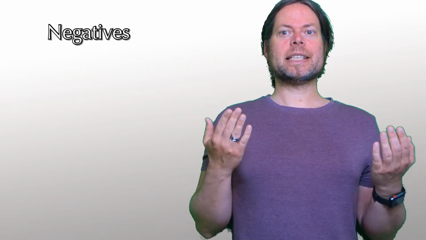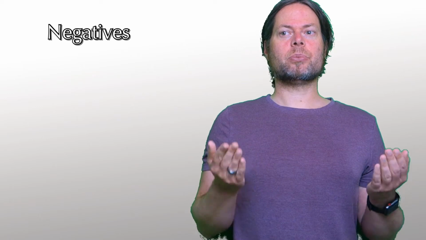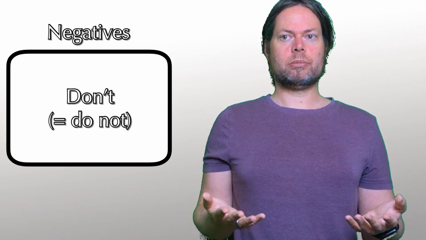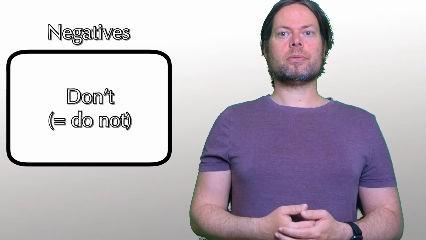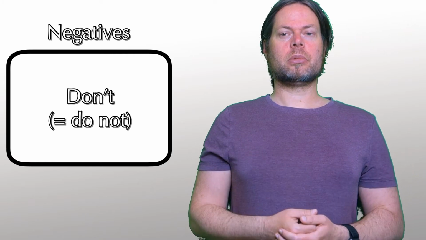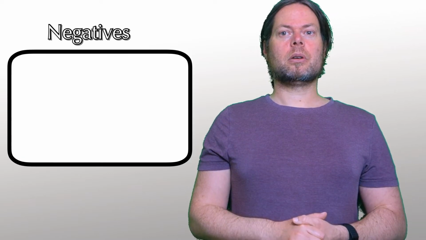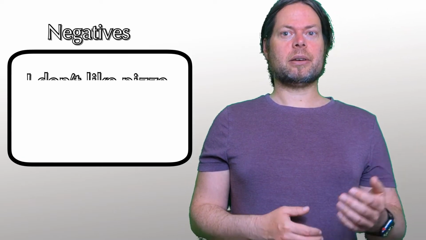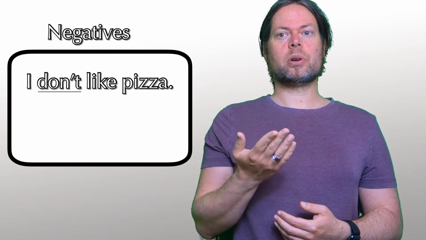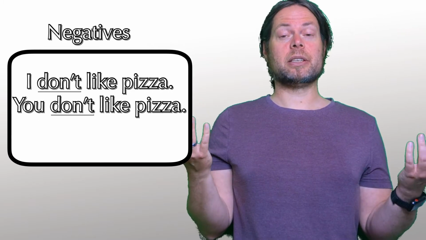Now let's talk about negative sentences in the simple present. To make a sentence negative, you have to put in the word don't, a short version of do not. And you have to put it in front of the verb. For example, I don't like pizza. You don't like pizza. We don't like pizza.